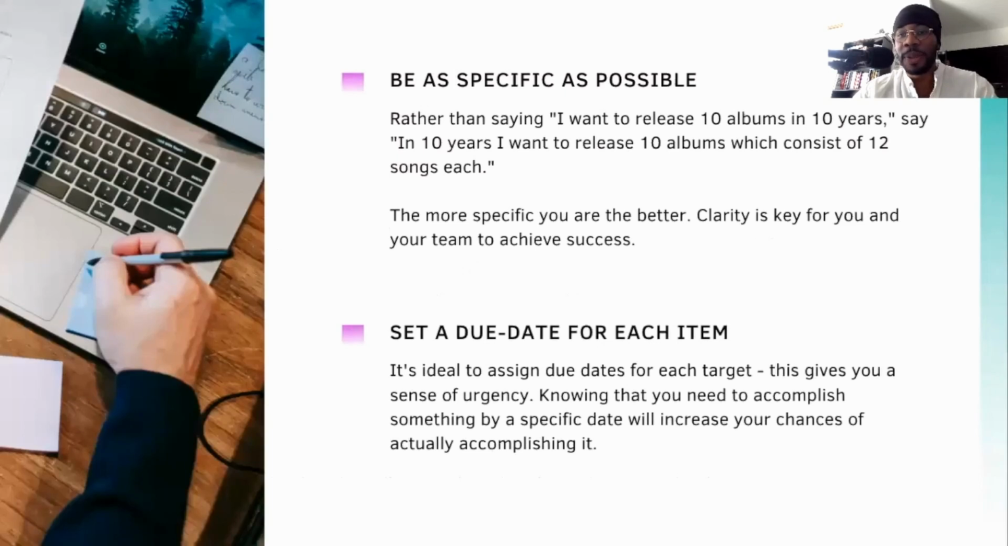So yeah, you want to be very, very specific when you are creating these goals. I want to release 10 albums. In 10 years, I want to release 10 albums, which consist of 12 songs each. See, it's different. The more specific you are, the better. Clarity is key for you and your team to achieve this.